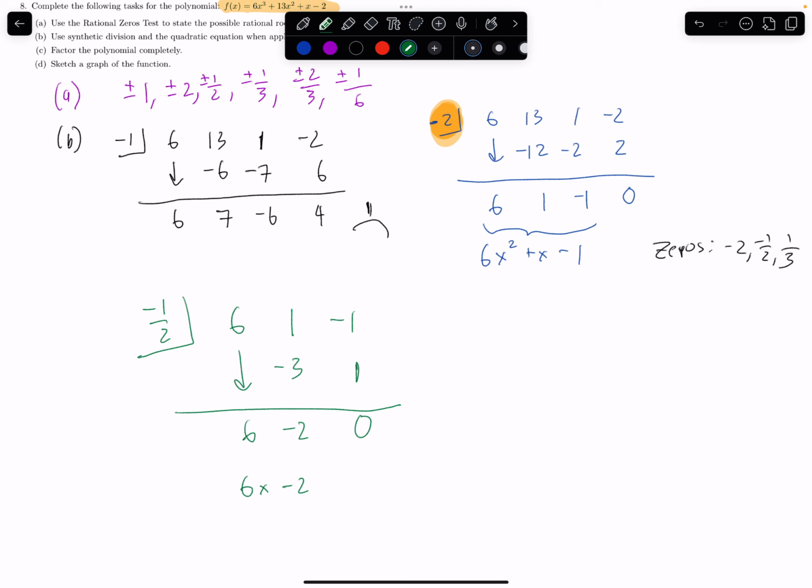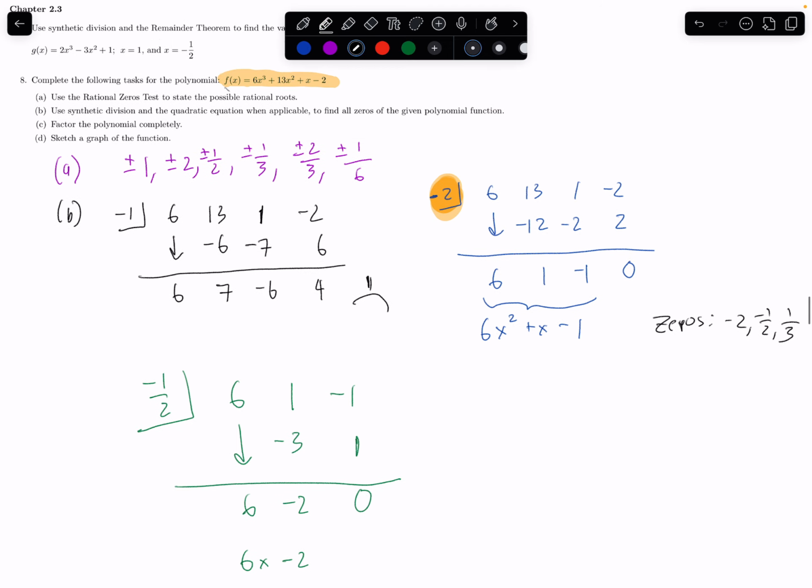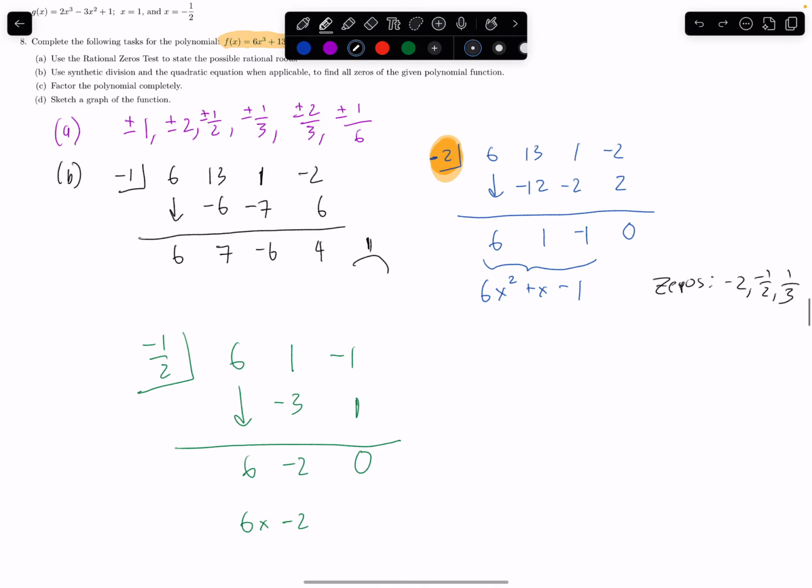Okay, so what that means is, from the original polynomial, my actual factored form is going to be x plus 2. That came from dividing by x plus 2 synthetically, right? And then x plus 1/2, that came from dividing by x plus 1/2 synthetically. And then the last term is 6x minus 2. Now, if I wanted to, I can write this portion more similarly to how I had it before.